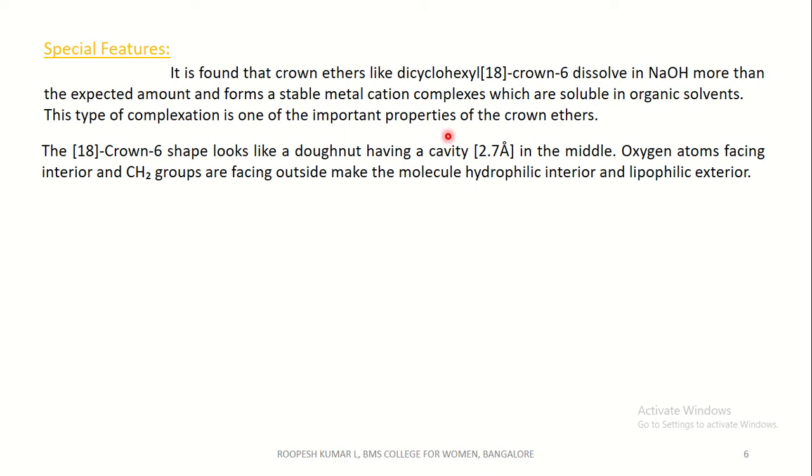The 18 crown 6 shape looks like a donut having a cavity of 2.7 angstrom in the middle, with oxygen atoms facing the interior, and alkyl groups, that is CH2 methylene groups, facing outwards, making the molecule hydrophilic in the interior and lipophilic on the exterior.